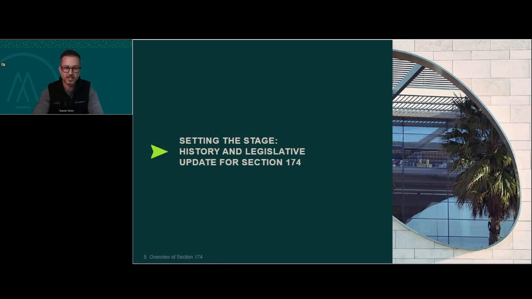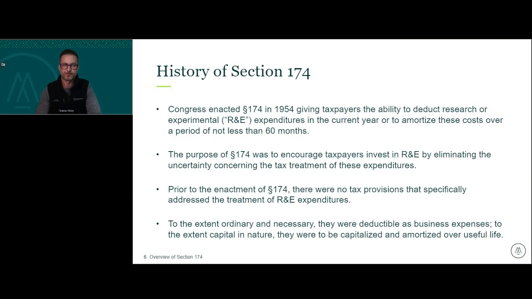So, setting the stage: history and legislative updates. All right. So to understand R&D capitalization, we need to go back in time. We need to go way back to the origins of the tax code. This goes as far back as the Civil War timeframe. And I think back then the tax code was temporary. And then it reappeared again in 1913, and that's when we have the permanent income tax code.